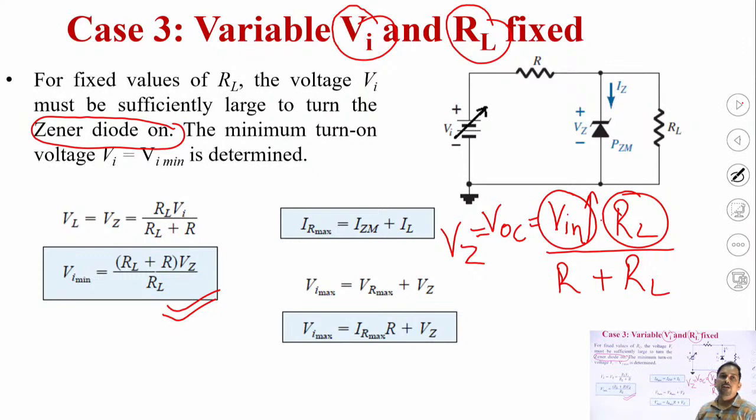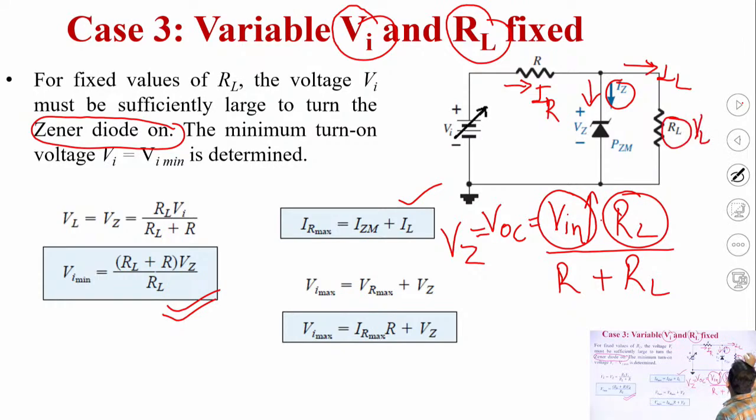Now how can we obtain the maximum range for input voltage? For this we are going to utilize IR. Here we have IL and here we have IZ. IR equals IZ plus IL. Now if the load resistance is fixed and the voltage across the load resistance is also fixed and the value is Vz, the load current will definitely be fixed, a constant value.